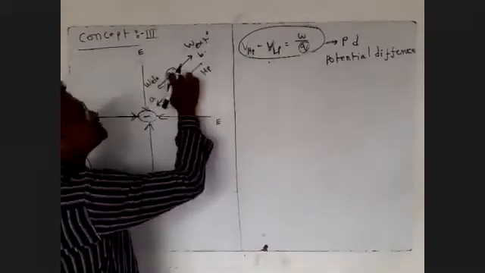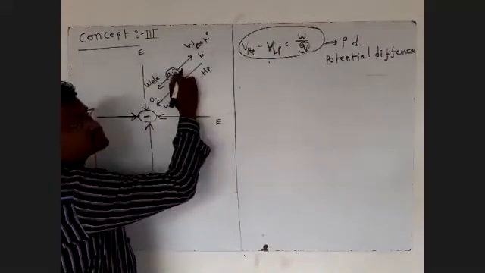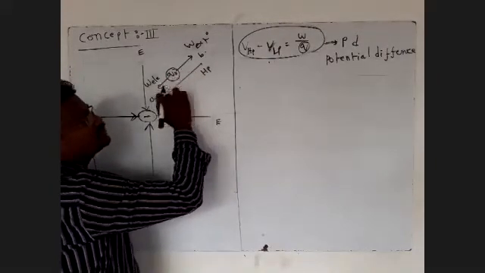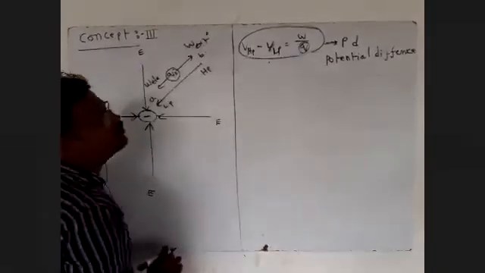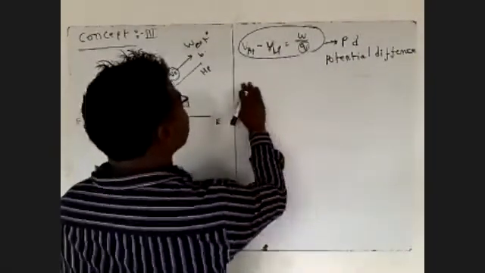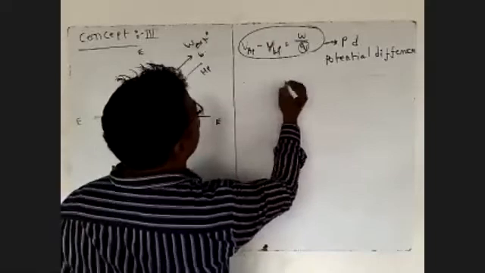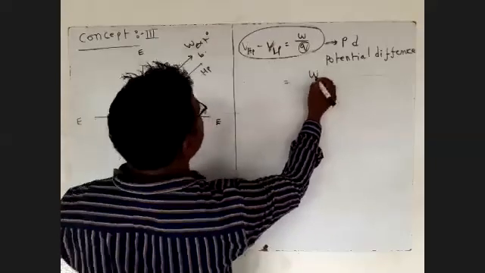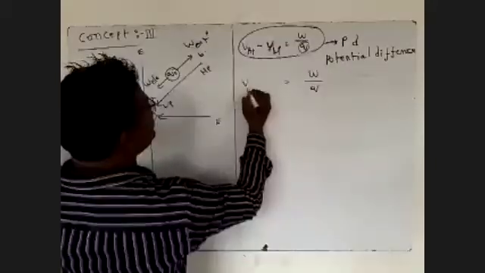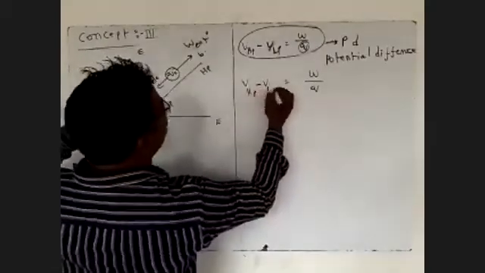This is a negative charge and this is a positive charge. I want to push this positive charge from A to B. That is external work. Okay, we are going to write: this is the work done. W by Q is high potential minus low potential.